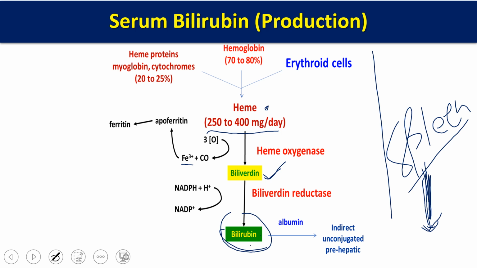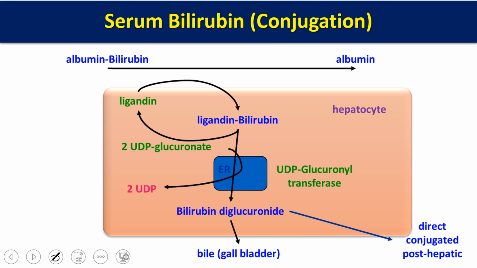So the bilirubin albumin complex will now be water soluble. This bilirubin albumin complex goes to the liver. The bilirubin albumin complex from the spleen comes to the liver. In the liver, in the hepatocytes, this shaded portion is the hepatocytes. Here we have one of the important reactions, called the conjugation reaction.